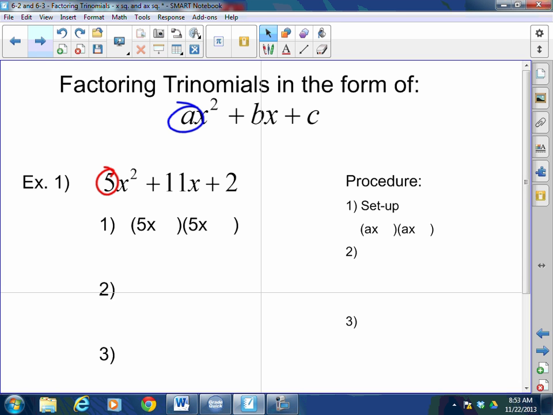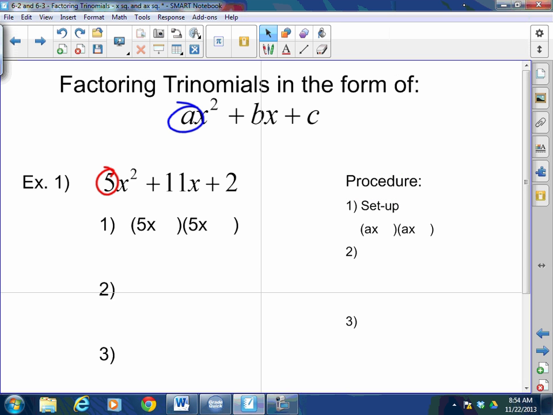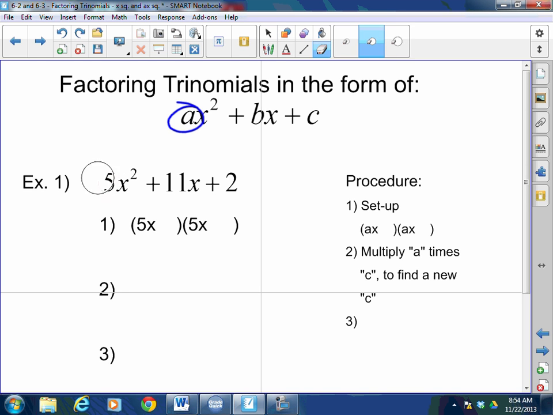In example 9 and 10, I could factor out a GCF. Can I factor out a GCF here? If I can't factor out a GCF, I'm going to have an a here in front. Okay, so does everyone understand what I just said? AX, AX. Okay, step 2. You're going to multiply. There's 2 things that are different. This is one of the things. You're going to multiply A times C to find a new C.